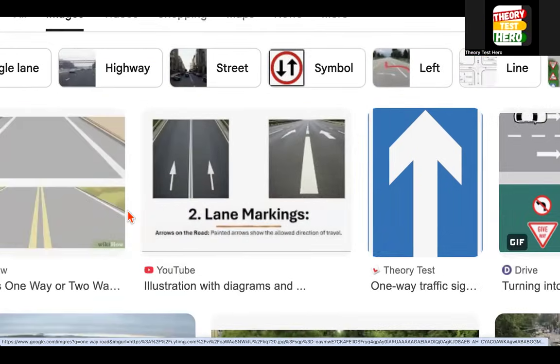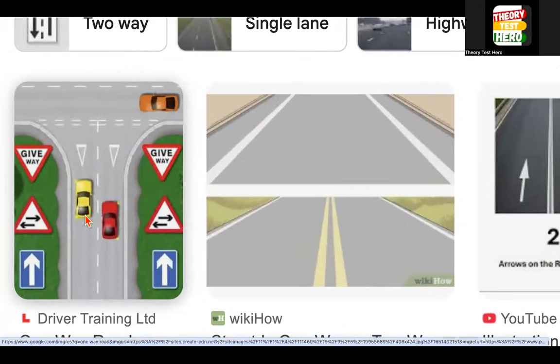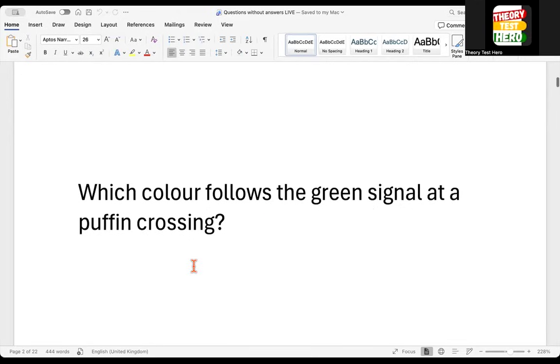But if you're on a one-way road like this one, no one can turn in here because this road is only for cars that are coming this way, going forward, where the yellow car is, where the red car is. So in this case, because we can use both lanes to go down the road, we should be using the right lane when you're turning right and the left lane when you're turning left. So that's what that question is talking about. Well done, everyone who said the right-hand lane.